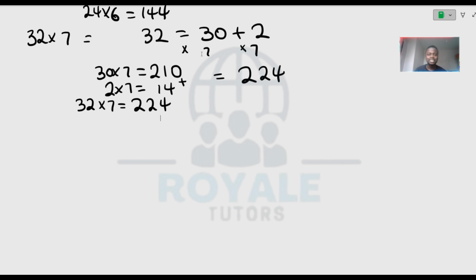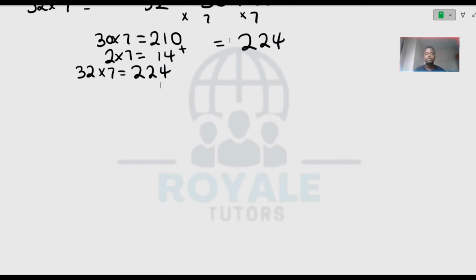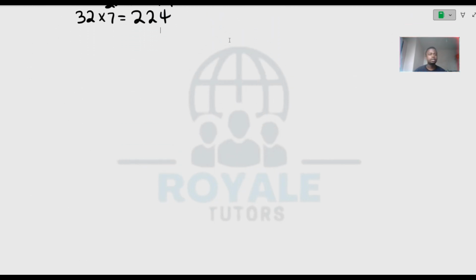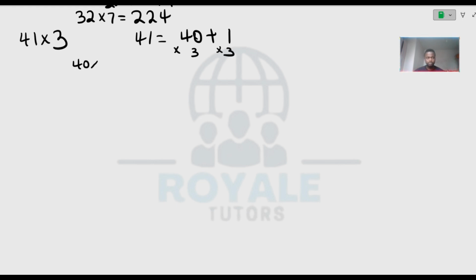All right, let me take the third example, which is 41 times 3. For 41 times 3, don't forget we need to split 41 to the tens value plus the unit value. Then you multiply each by 3. That means 40 times 3.